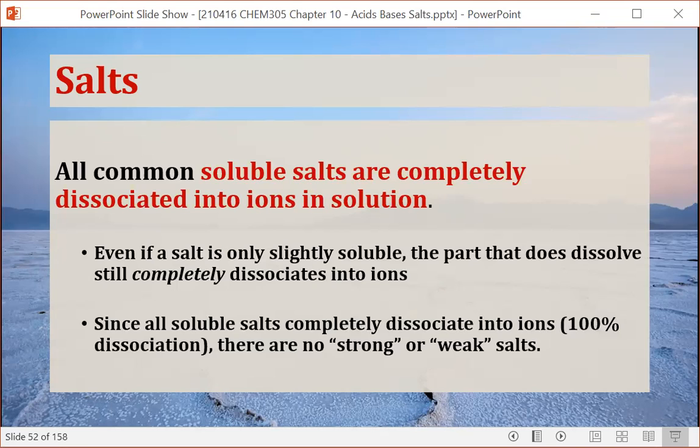So there aren't weak and strong salts like there are weak and strong acids and bases. You know, like a strong acid completely ionizes and a weak acid only partially ionizes. With salts, they completely dissociate. They completely break up into their respective ions. So even if a salt is only slightly soluble, the part that does dissolve is still going to completely dissociate into ions.